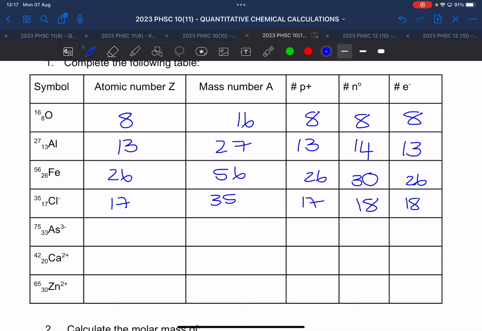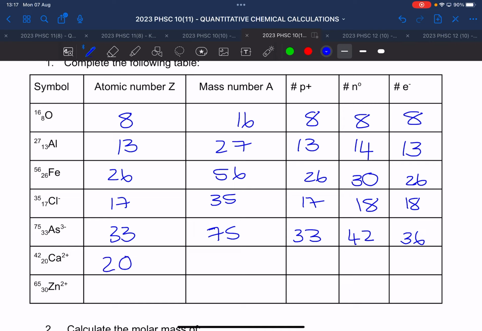Mass. Not mass, atomic number. Mass. How much? 75. Protons. Neutrons. Yeah, 42. Ona, electrons? 36. Because originally it had 33 and then it gained 3 electrons. 36. Okay, calcium ion, Tando.